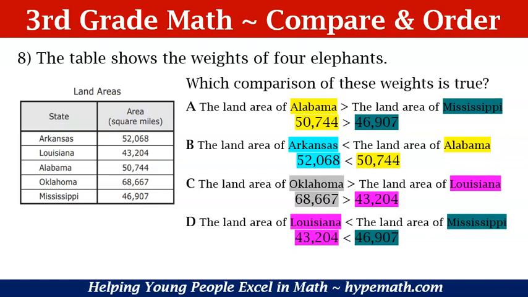Let's go over them again. 50,744 greater than 46,907. 52,068 is less than 50,744. 68,667 is greater than 43,204. 43,204 is less than 46,907. Which one of these comparisons is not true, is false, okay? Don't pay attention to the top that says the elephants. We know that we're on land areas.